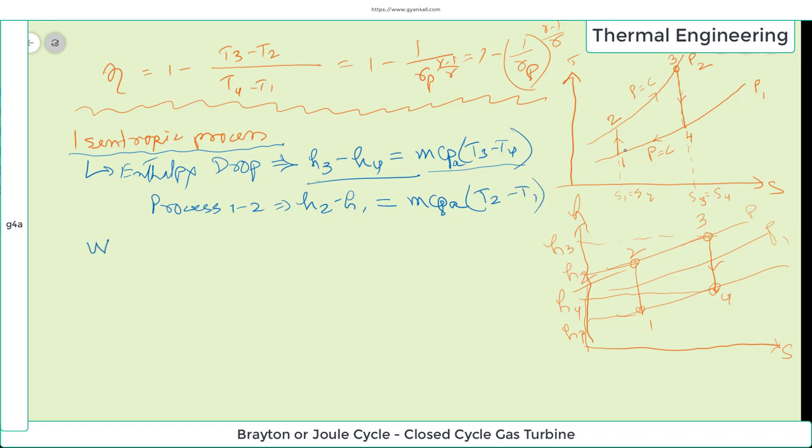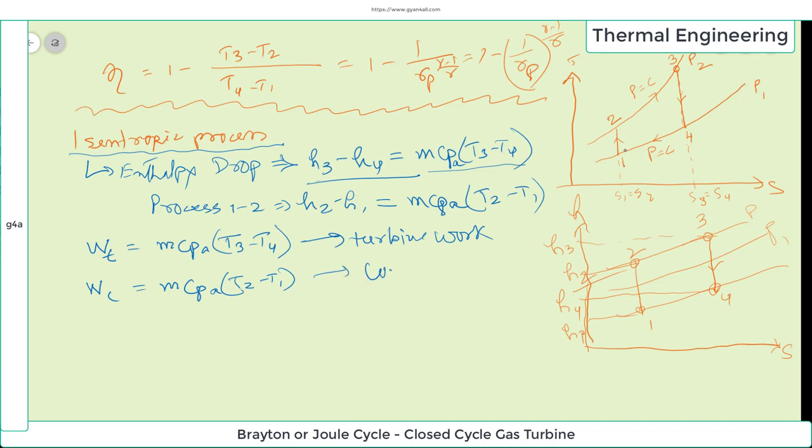So work done by the turbine WT is equal to m Cp (T3 minus T4). This is the work done by the turbine. Now WC. So what is this? Turbine work. Then WC is equal to m Cp (T2 minus T1). And what is this? Compressor work.